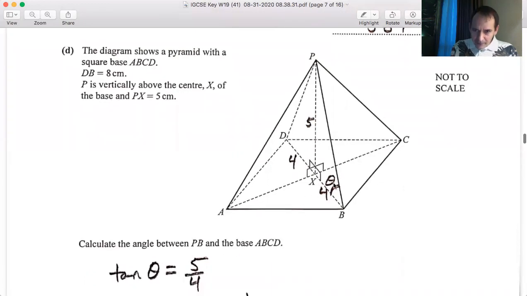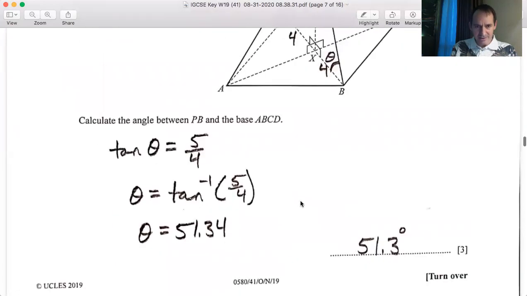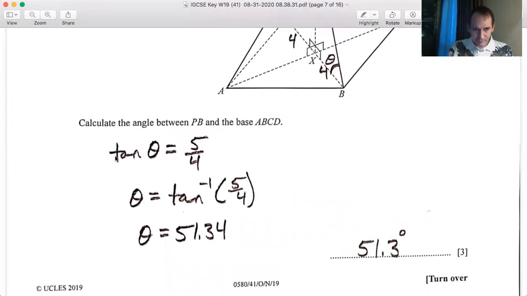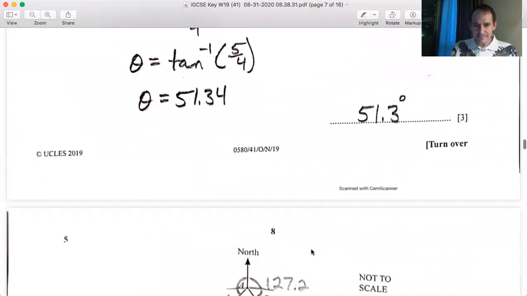So from our angle, we have the opposite and the adjacent. So we're going to use tangent. That's from our SOH CAH TOA. Tangent of the angle equals 5/4. Inverse tangent both sides to get the angle by itself. Make sure your calculator's in degree mode and you get 51.3 degrees.